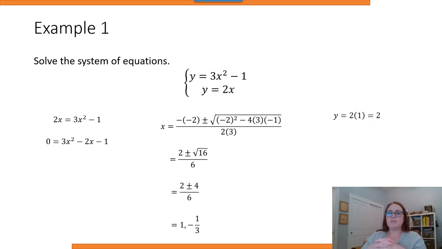Starting with the first one, if I plug in the first solution of x equals 1, I plug it into the second equation because it's simpler. So y equals 2 times 1. So I get a solution of (1, 2) for that first one. And then I'm going to plug in the negative 1/3. And that'll give me a y value of negative 2/3. So my two solutions are (1, 2) and (negative 1/3, negative 2/3). And again, you can always verify this by looking at the graph and by plugging them into the original equations to test them. So that's how you're going to usually go about solving a system of nonlinear equations.